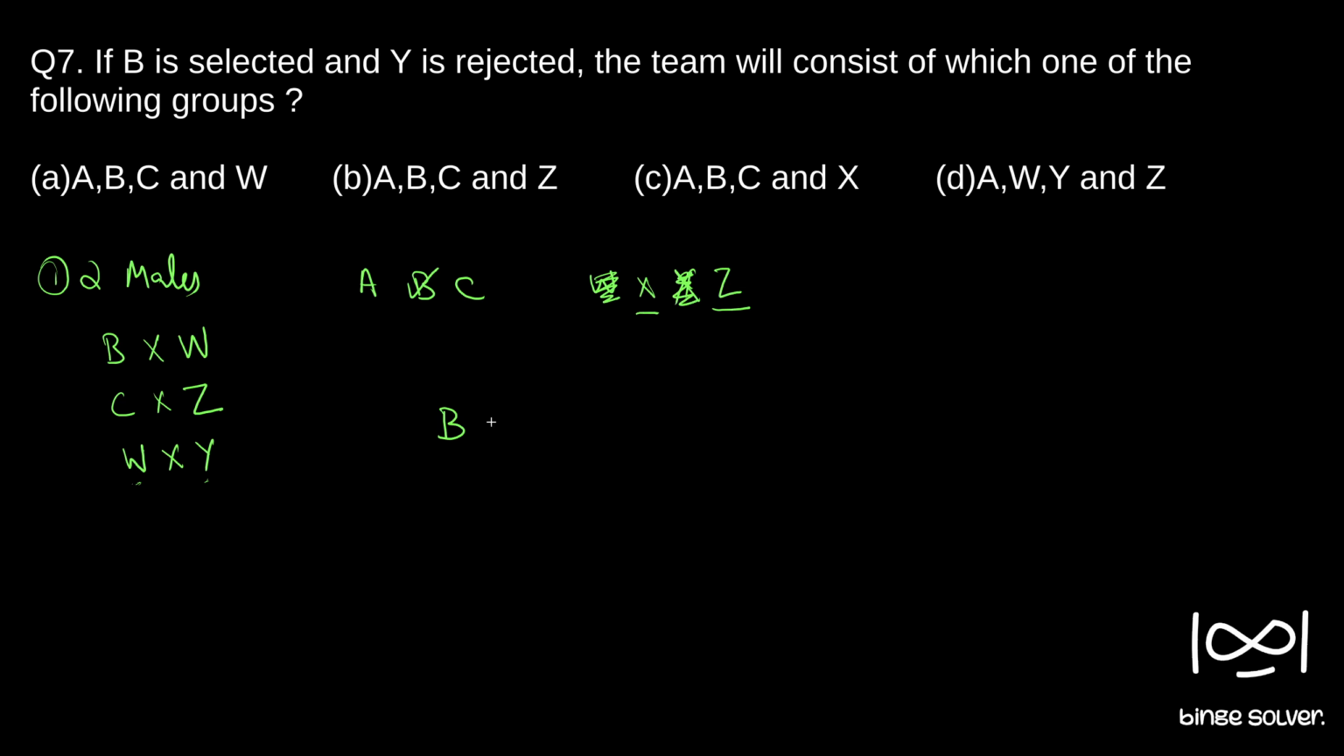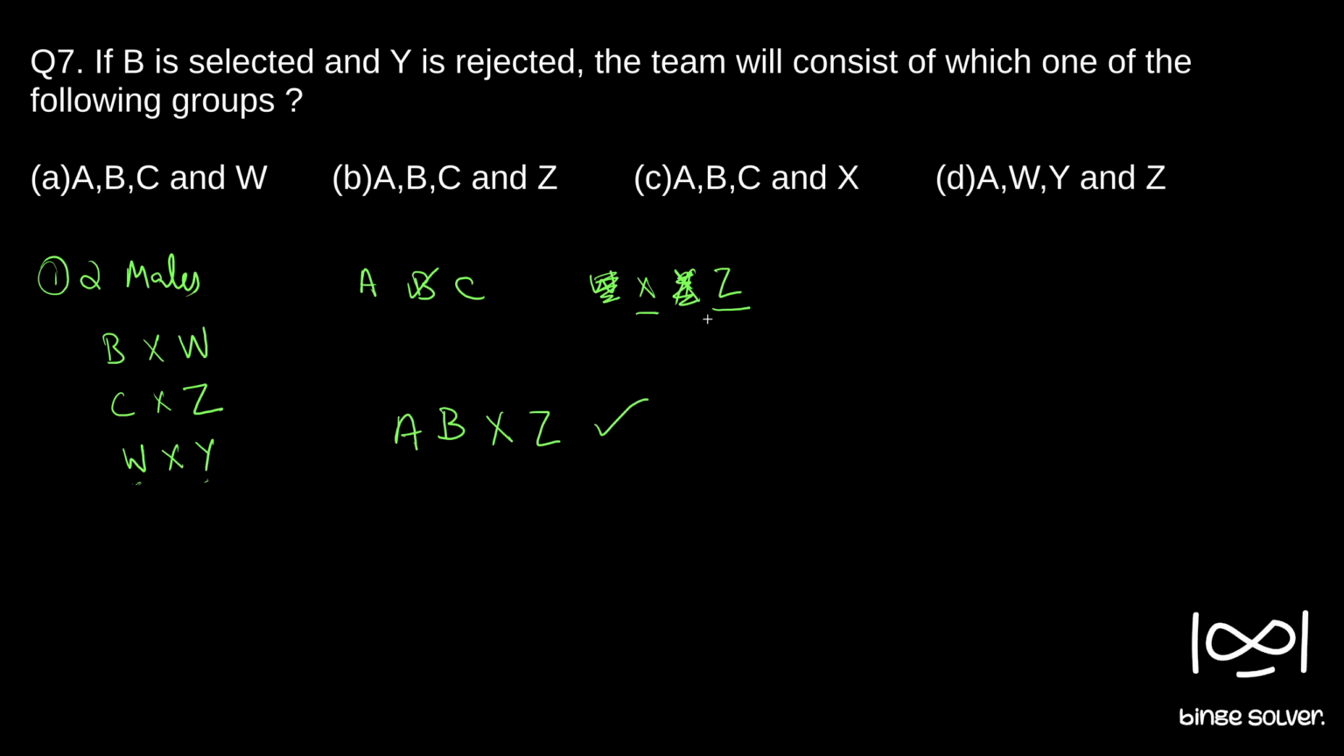So let's see whether that works. If we select X and Z, we need one more male, right? Since A can be chosen, A, B, X, Z is a possible combination. Since Z cannot play with C and we have not chosen C, and X can play with all. So this is a possible combination.